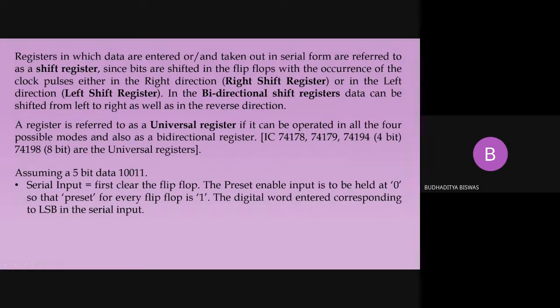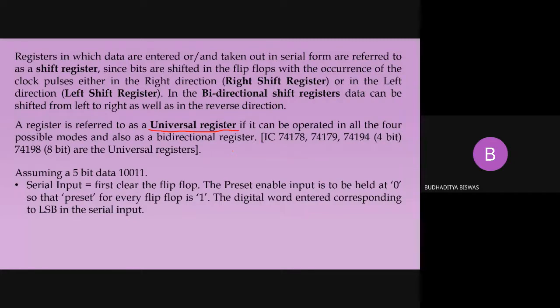And the last one, a register referred to as a universal register. This is the universal register. So an objective question may come: what is called the universal register? If a register has all four modes of operation, that means SISO, SIPO, PIPO, PISO, and it has the bidirectional feature also, then only it is called a universal register. Got it? All four modes of data entry and data retrieval and the bidirectional feature, then only it is called the universal register.